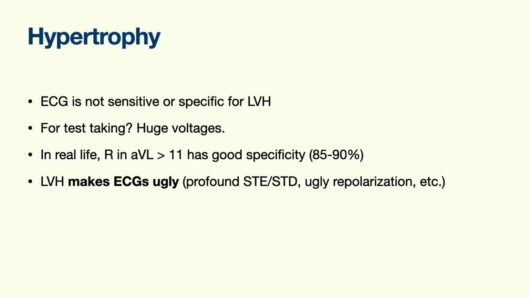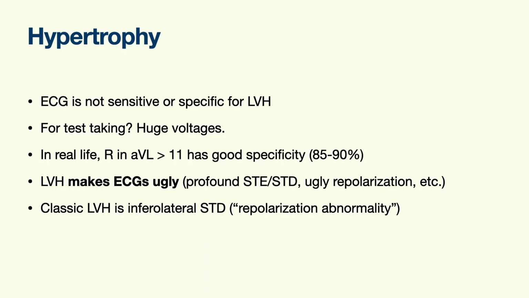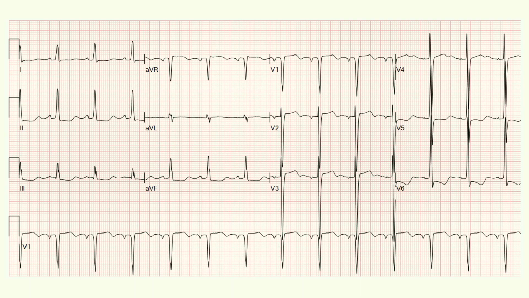But what I do want you to know is that left ventricular hypertrophy makes ECGs really ugly. You get profound ST elevation, ST depression, ugly repolarization, all that kind of stuff. And the classic finding of left ventricular hypertrophy, which we call the repolarization abnormality, is infralateral ST depression and often T-wave inversion as well. So I'll show you some examples just to make the point so you know what it can look like. Here's an example of an ECG. This, for example, has very big R wave height in AVL. I'm sure it meets other criteria.